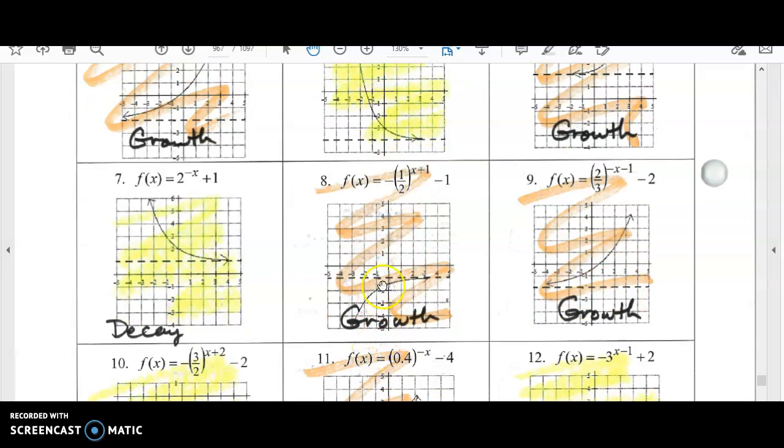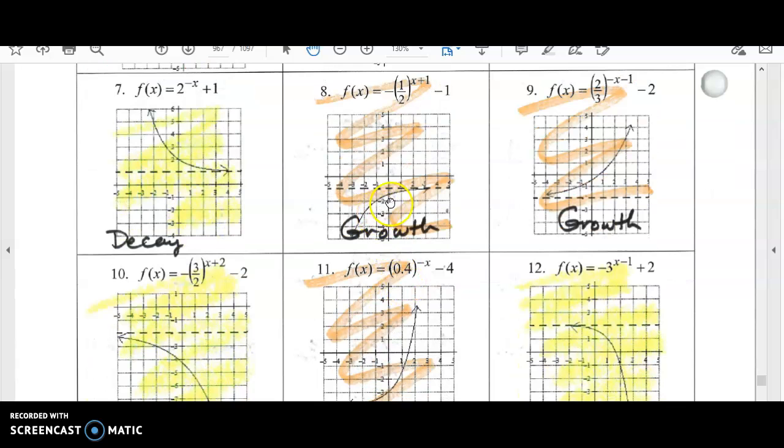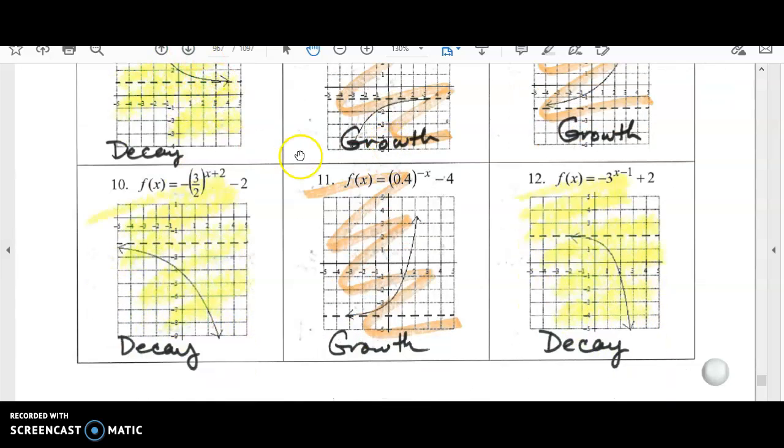And that's the other thing, is we can reflect over the x-axis. That's perfectly fine. And we still would consider this growth because it's going up and to the right. It's increasing. We care about f increasing there. So there's the rest of those.